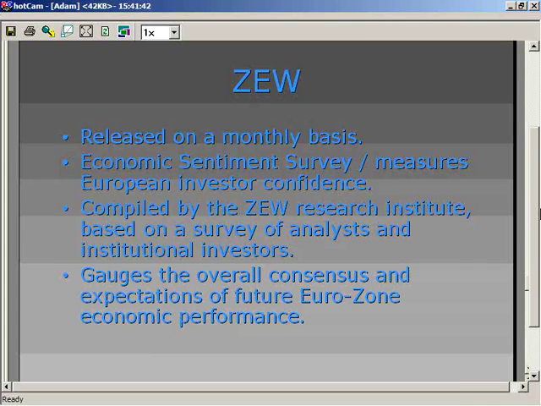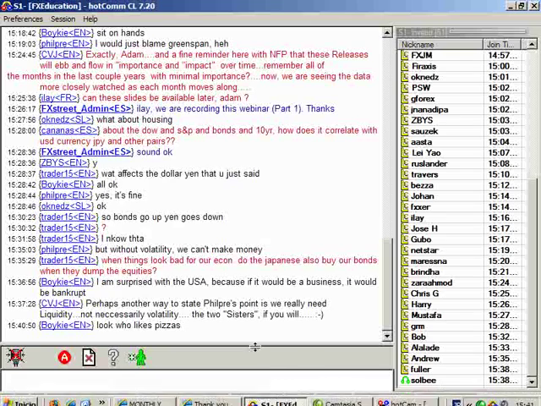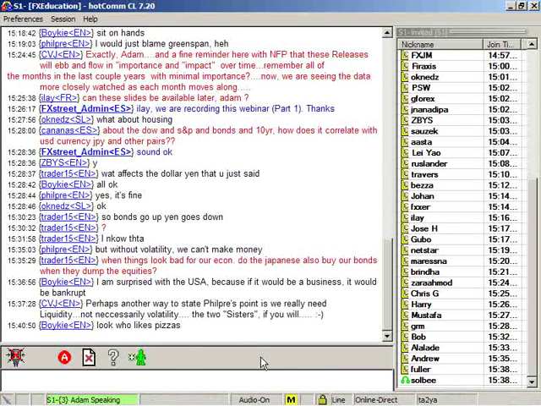The ZEW, this is another European number which is very important. Released also on a monthly basis, most of these numbers are. The Economic Sentiment Survey measures European investor confidence. Now, it's compiled by the ZEW Research Institute.